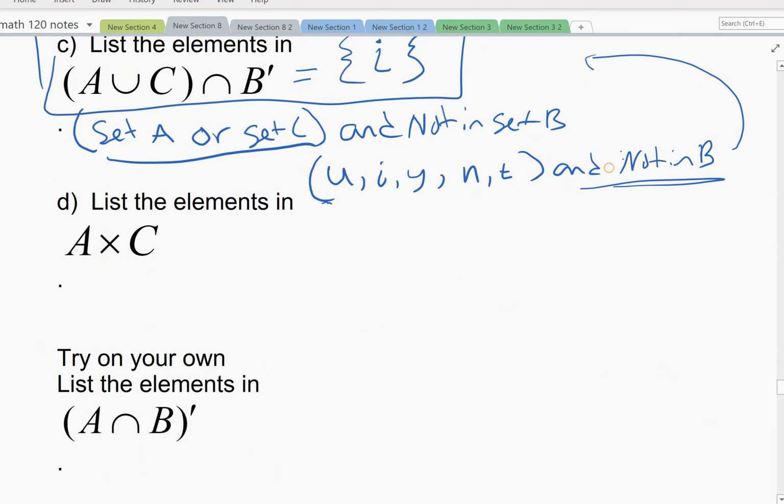The next one's a Cartesian product example where we'll list the elements in. So I'm going to write my set A and C over here so I have them to look at. So set A was the letters U, I, and Y. Set C was the letters N and T.